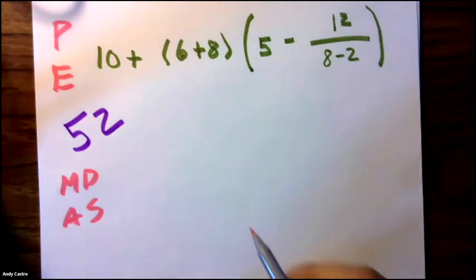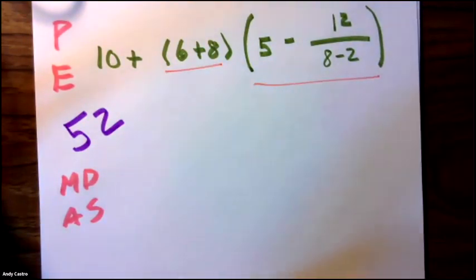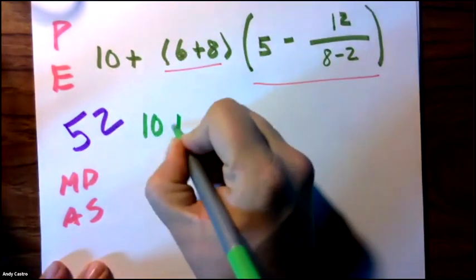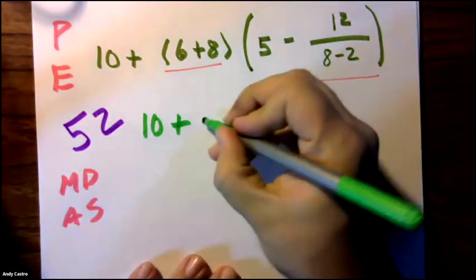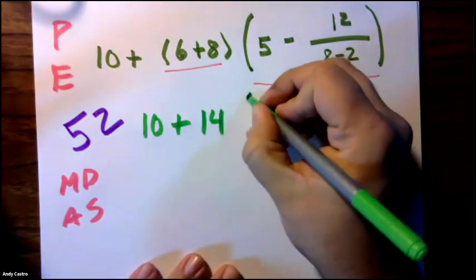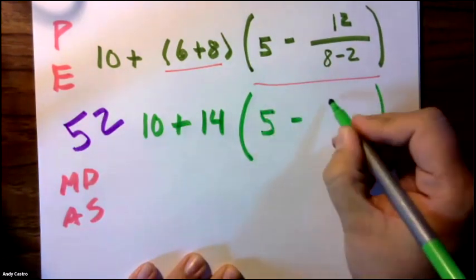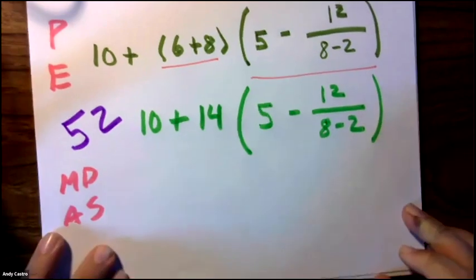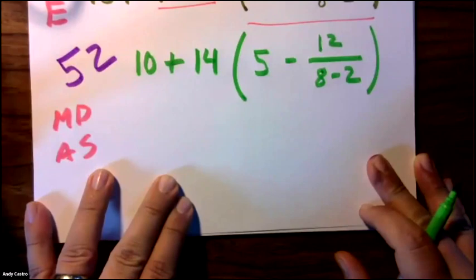All right, I've got parentheses here and parentheses here, so I can do anything I need to inside the parentheses. Here I'm going to have 10 plus, and I'm going to add that 8 and the 6, and that's going to give me 14. Then I'm going to have here 5 minus 12 over 8 minus 2. I'm going to push this up a little bit so you guys can see.